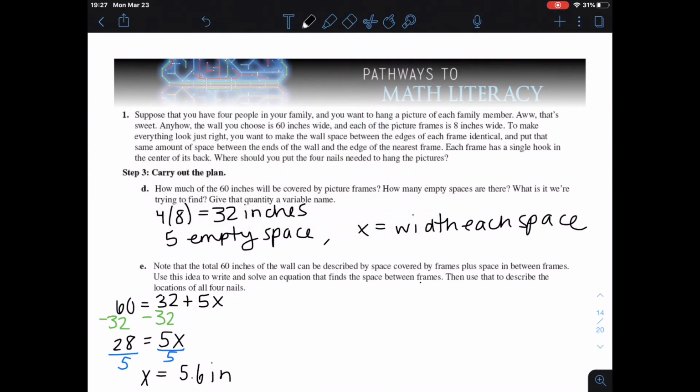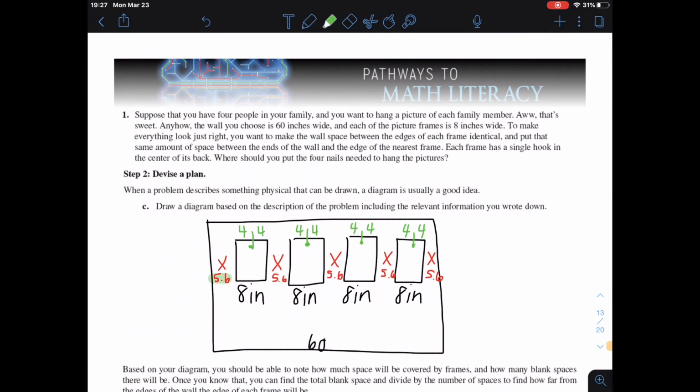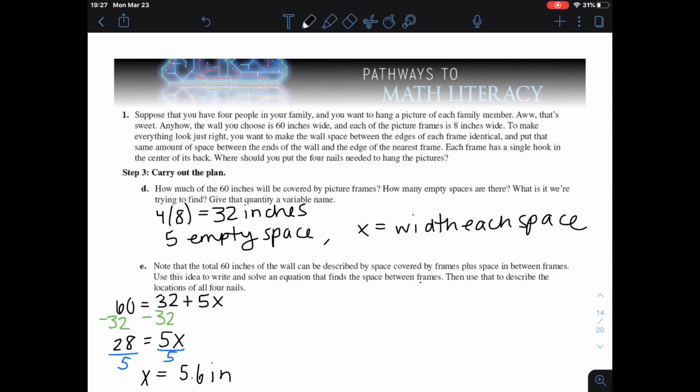Okay? So the first picture frame starts at the wall. It goes 5.6 inches, and then the 4 inches in. So the first picture is 5.6 plus the 4 inches to the half a picture frame. So the first nail should be 9.6 inches from the wall. So 9.6 inches to the first nail.